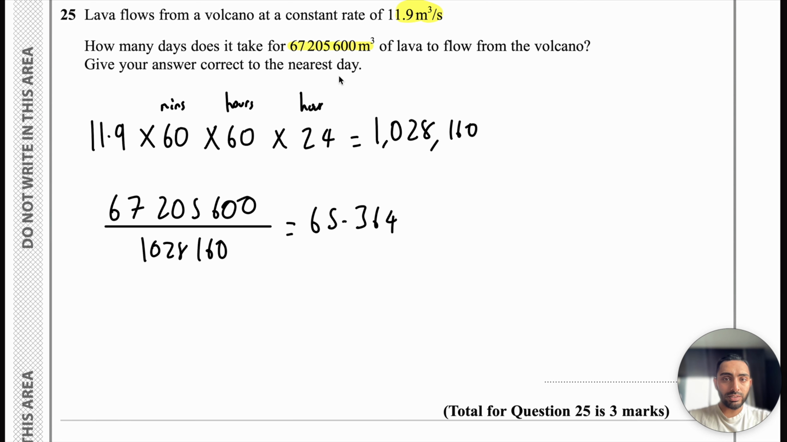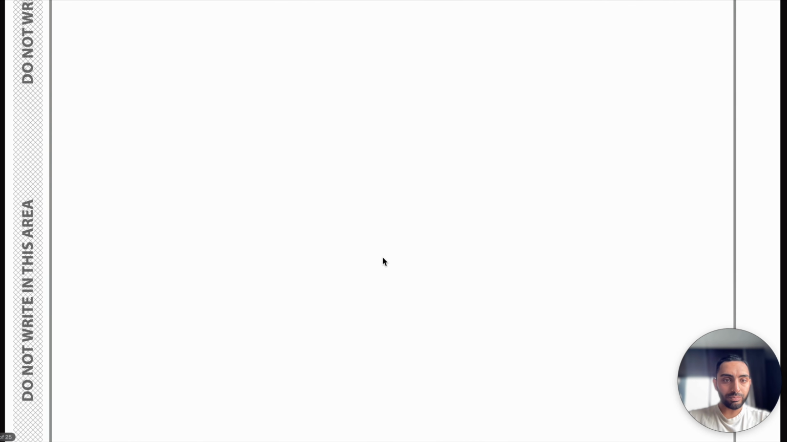We want it correct to the nearest day, so we're going to look after the decimal point. This 3 is telling me I'm going to be rounding down, so we would round down to 65 days.